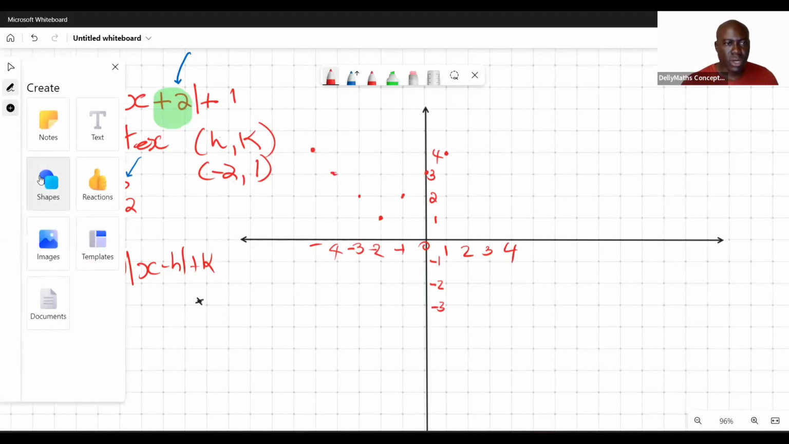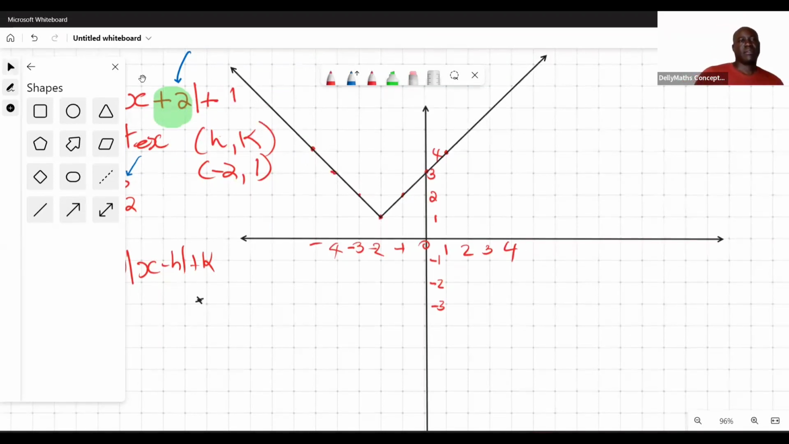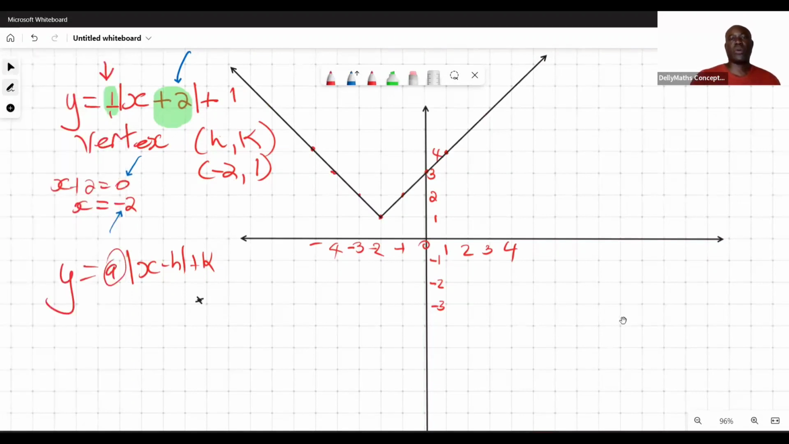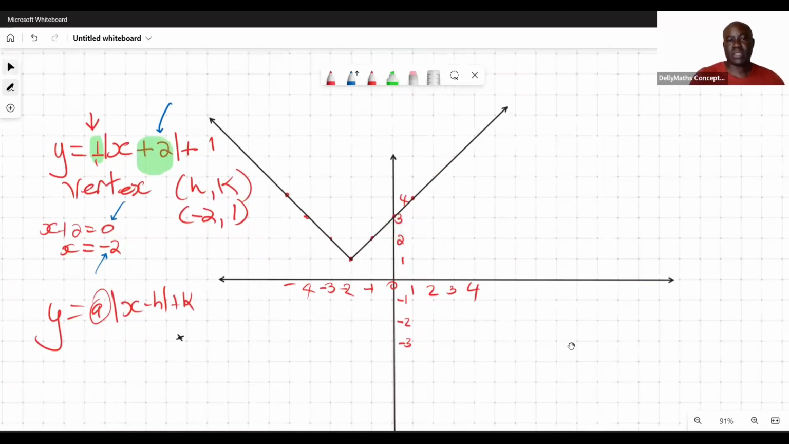So we could quickly draw the graph. Here's my vertex, there it is. And that's what we have. So what if we're asked to tell the domain of this?